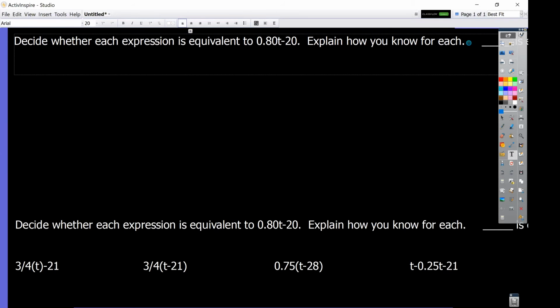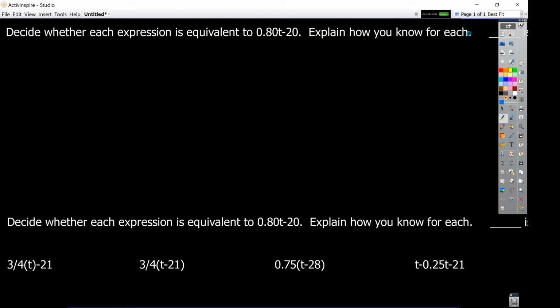Explain how you know for each. Okay, so we're good. Switch back to the pen. And now we have a problem that says, decide whether each expression is equivalent to 0.80 times t minus 20. Explain how you know for each. Okay.